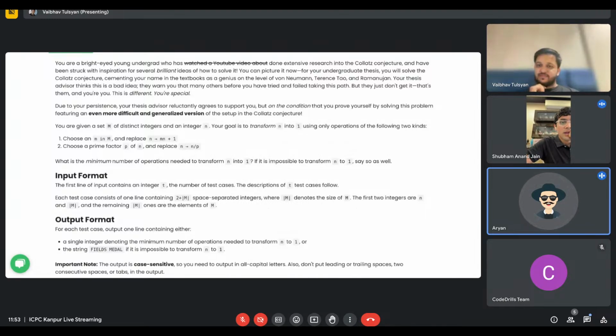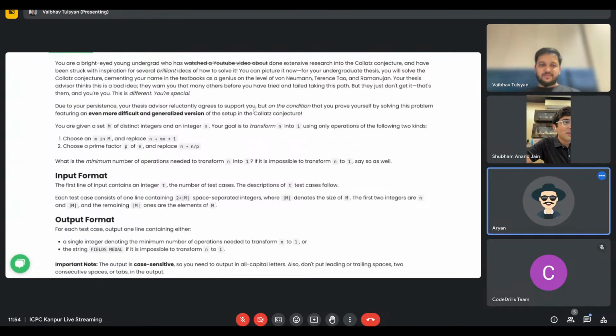You can picture it now for your undergraduate thesis. You will solve the Collatz conjecture, cementing your name in the textbook as a genius on the level of Von Neumann, Terry Tao, Ramanujan. Your thesis advisor thinks this is a bad idea. They warn you that many others before you have tried and failed taking this path. But they just don't get it. That's them and you are you. This is different, you are special.